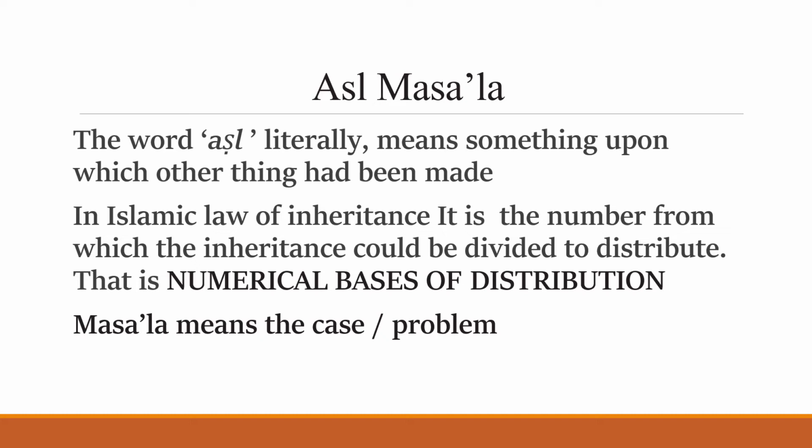So in Islamic law of inheritance, it is the number from which the inheritance could be divided to distribute. Aslul Mas'ala means a number from which the inheritance could be divided to distribute. That is the numerical basis of distribution. Mas'ala means the case, the problem. For example, a person passed away, he left a wife and some members. So this is a problem, a mas'ala, a case. So the numerical basis of this mas'ala will be a certain number.